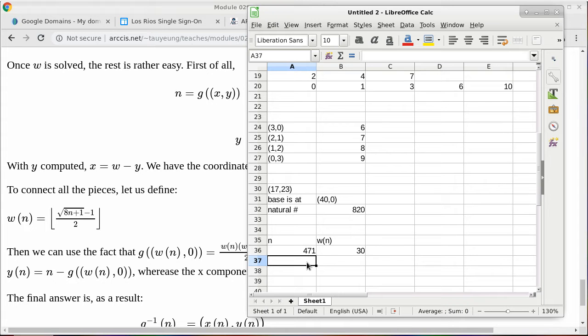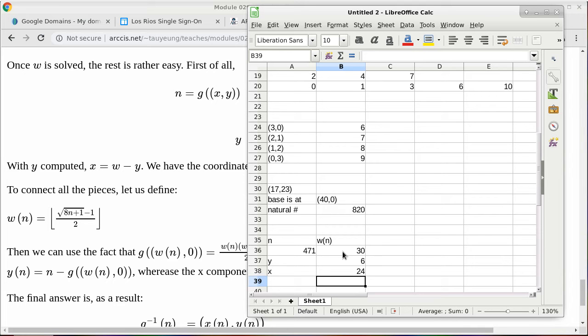Then we need to figure out y. Okay, so y is, let's see, 471 minus our W value times W value plus 1, the whole thing divided by 2. So y is 6. And now we can try to figure out what x is. X is the W value minus the y value, which turns out to be 24.